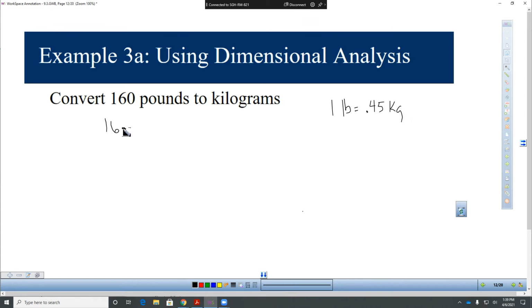So if I start with 160 pounds over 1, I need pounds to cancel. So that means I'm going to put the 1 pound on bottom and the 0.45 kilograms on top. So it is 160 times 0.45. And who in their head can tell me what that is? Nobody, not me. 160 times 0.45, it's going to be about 72. That is 72 kilograms.